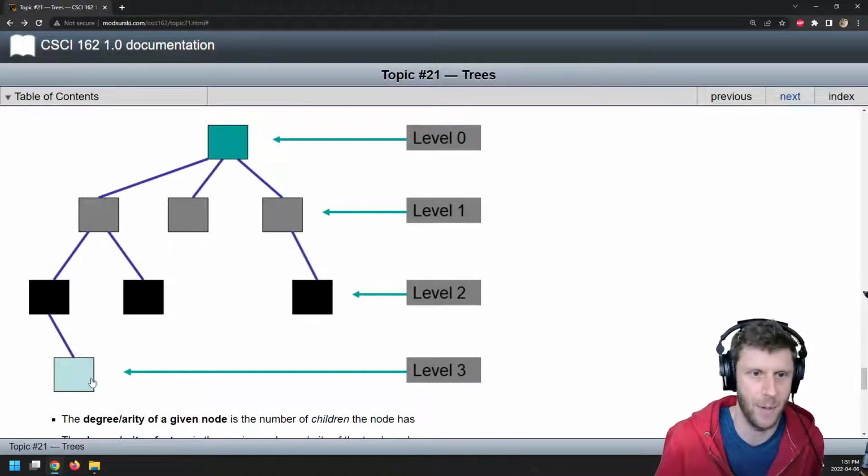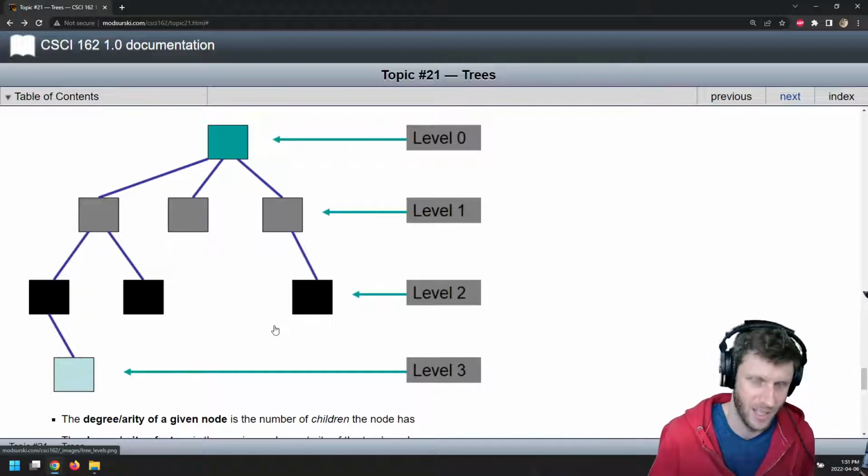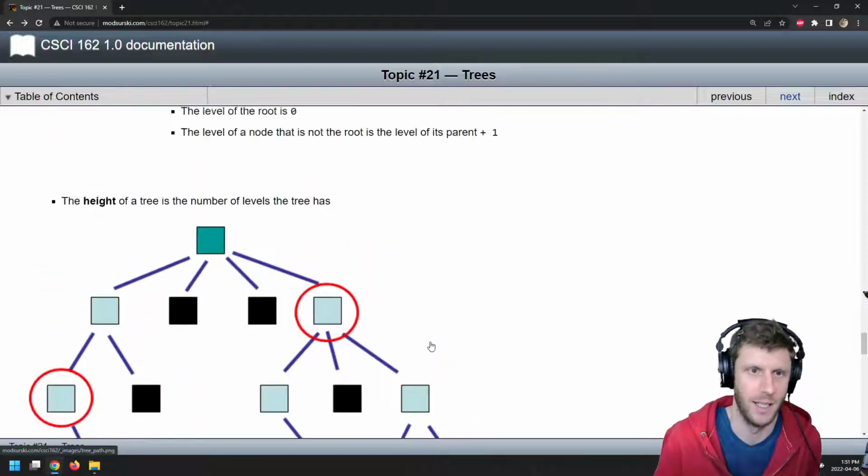And you might say, yeah, but only one of its branches goes down to 3. You're right. It's the maximum one. The deepest path is the height of the tree.